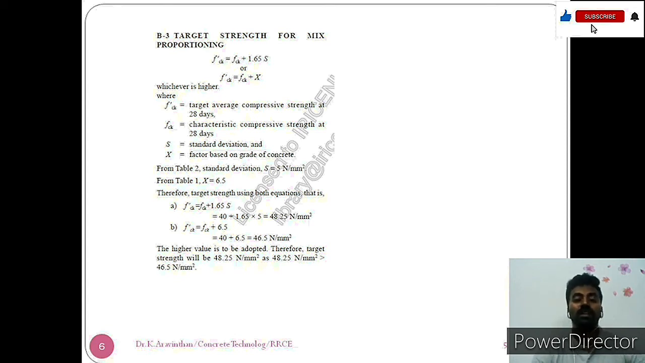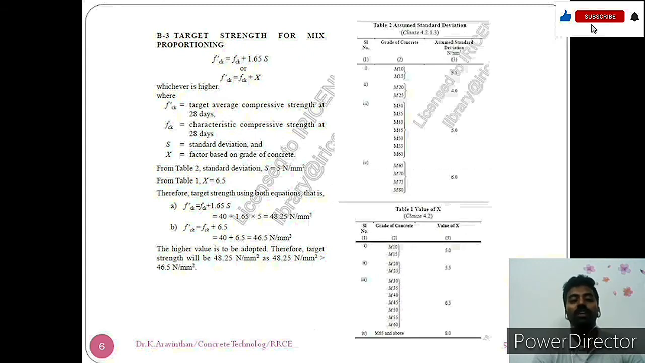Regarding that, the compressive strength of the concrete may vary. So in no case should it fall below M40 grade. That is why we are making a target strength. For that we have two formulas and two tables here. The first formula is fck plus 1.65 S, and the second is fck plus X.